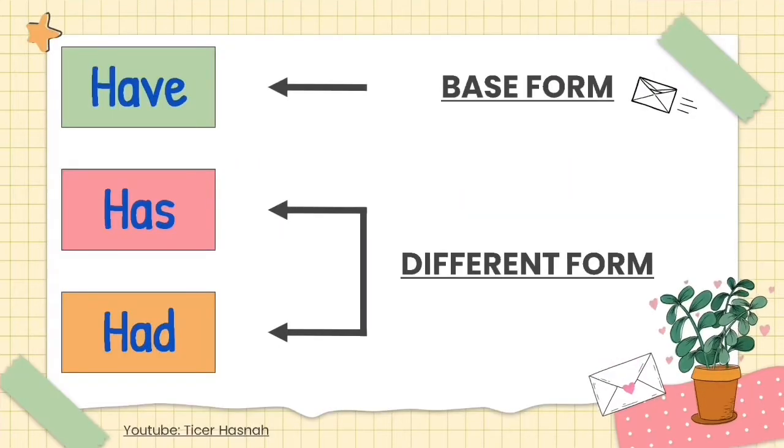Have is the base form of the verb. This is a type of irregular verb because it has three different forms. Has and had are different forms of the same verb. This verb can be used for various reasons.